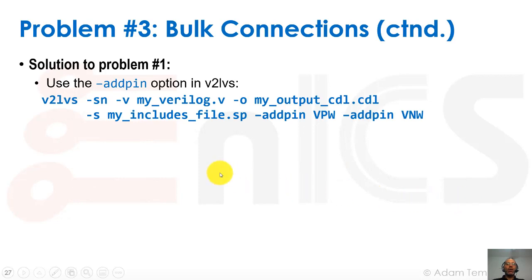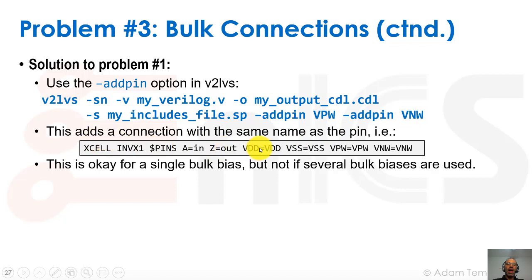So how do we solve this? Well, V2LVS has an add pin option. So if we run V2LVS with -addpin VPW -addpin VNW, what it's going to do is add VPW equals VPW and VNW equals VNW to the netlist that comes out.